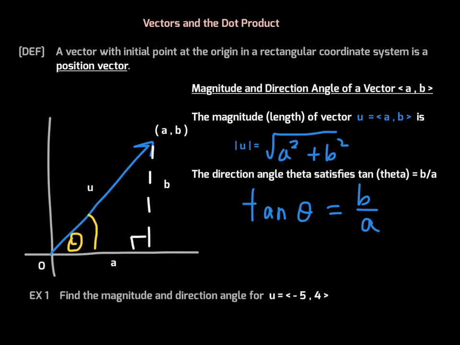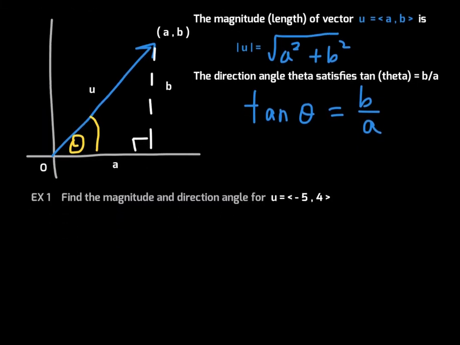Okay, guys, let's look at this first example. Find the magnitude and direction angle for vector u, which is defined as -5, 4. -5 is the horizontal component, and 4 is the vertical component. All right, so let me move the screen up a little bit for us here.